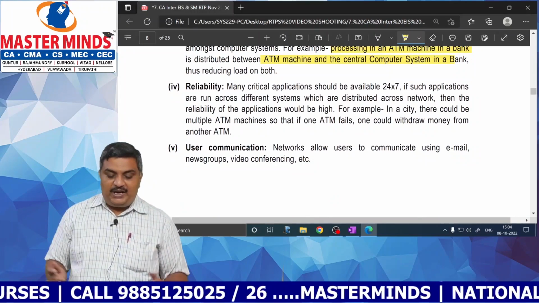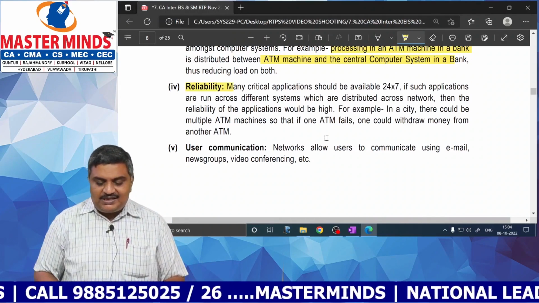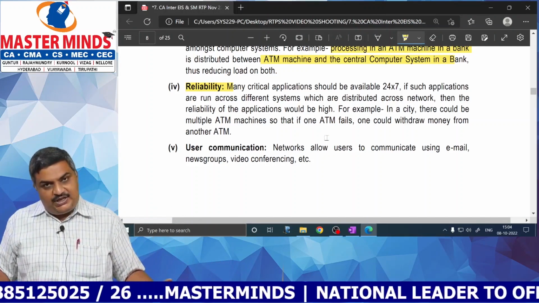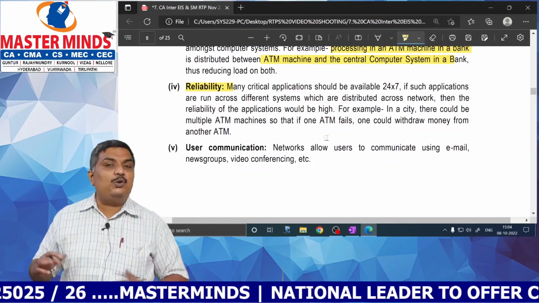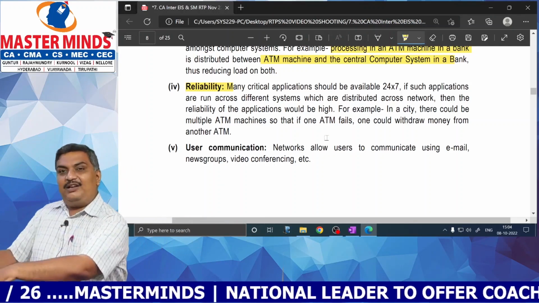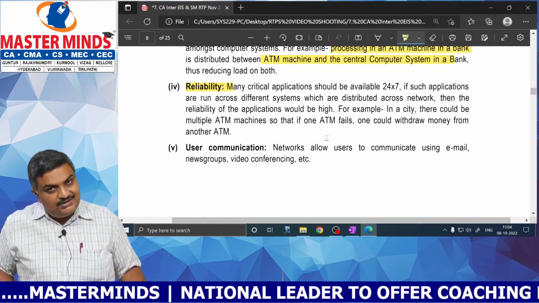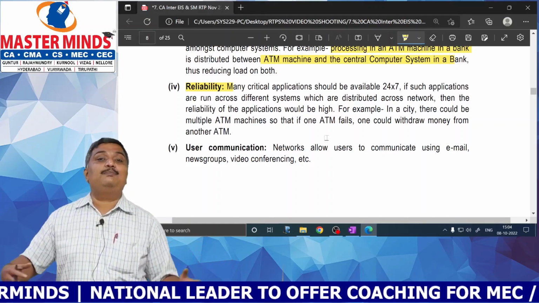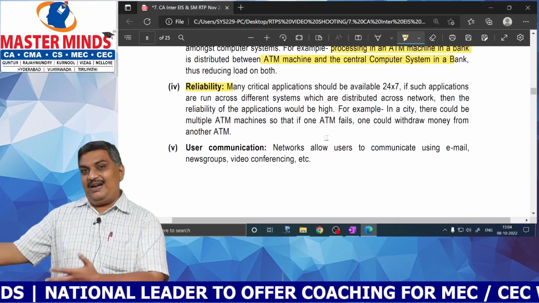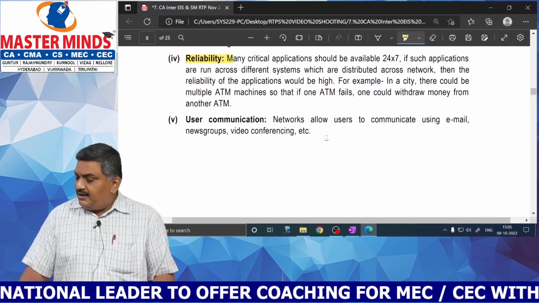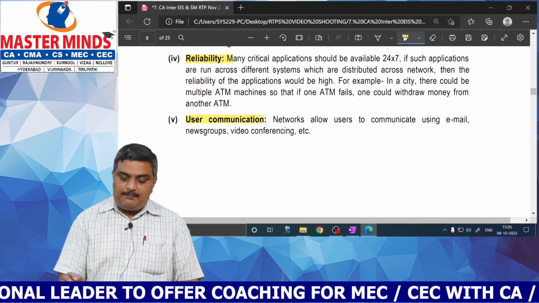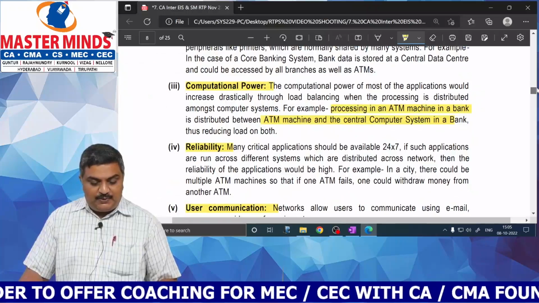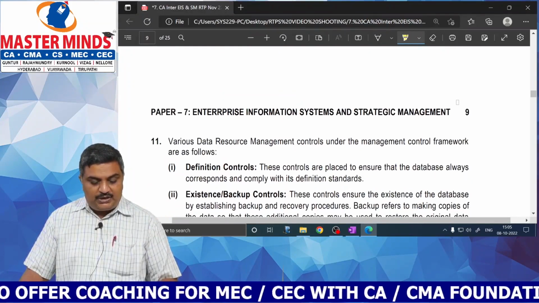And now reliability. Again, this is in our experience. For example, there are multiple ATMs in a city, and if one ATM goes wrong, you need not worry. You can just walk into another ATM and do your work. That means if one system fails, you can complete your work using another system. That is called reliability. And of course, we use networks simply for the sake of user communication, and we are masters, we are experts in doing that user communication.